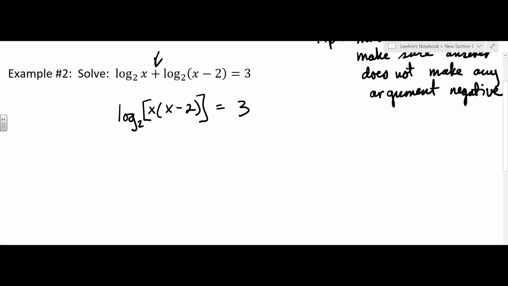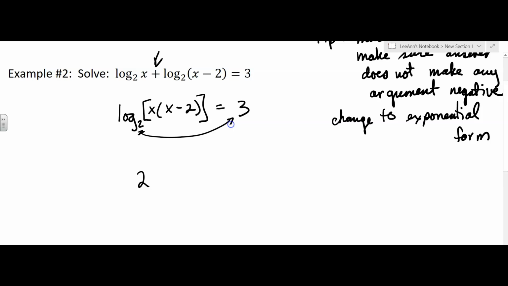And so we're going to change to exponential form. A lot of times I tell students, if you're stuck on a problem and it's got a logarithm, try changing it to exponential form. Or if it's in exponential form and you're stuck, try changing it to logarithm form. Okay, so we're going to do that by taking the base 2. We're going to raise it to the third power, and it's going to equal the argument, which is x times x minus 2.